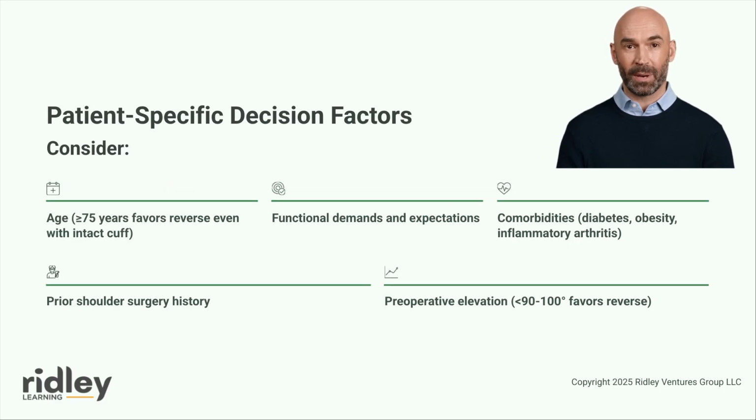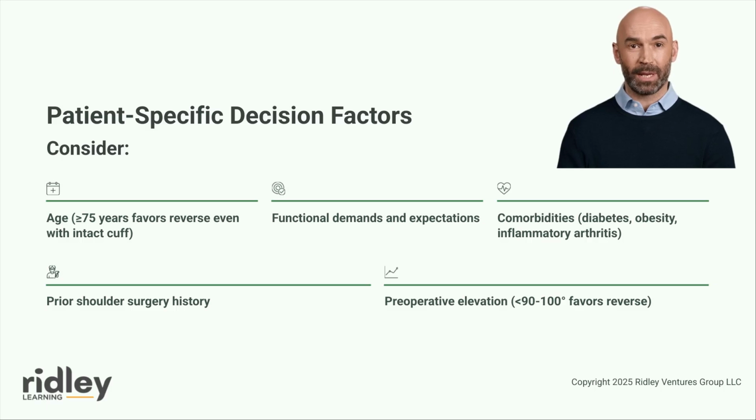Conversely, reverse arthroplasty offers important advantages in terms of surgical simplicity, lower revision rates, and more predictable outcomes in the setting of compromised soft tissues or bone quality. Complication and revision rates are consistently lower for reverse compared to anatomic arthroplasty in elderly patients and those with poor preoperative elevation, with some studies reporting revision rates as low as 2 to 3% for reverse arthroplasty compared to 5 to 7% for anatomic arthroplasty at 5-year follow-up.